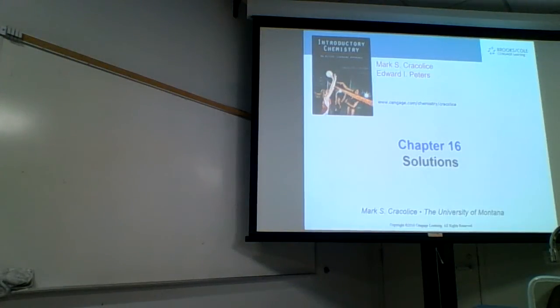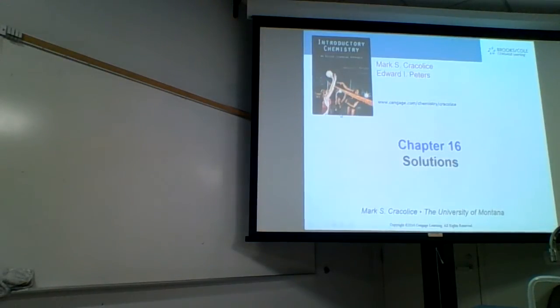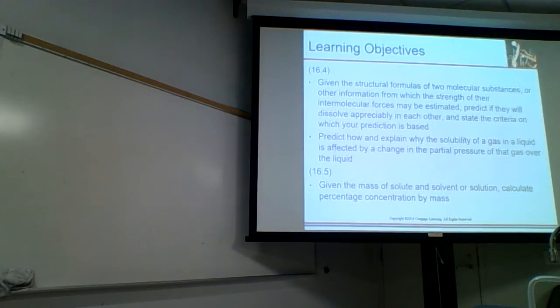We're going to actually move on to the next chapter, which is chapter 16. Chapter 16 deals with solutions. Solutions are homogeneous mixtures. They could be solid solutions like alloys, brass, 18-karat gold, or they could be gaseous solutions like air, or they could be liquid solutions like sugar water. This chapter is going to focus on liquid solutions.